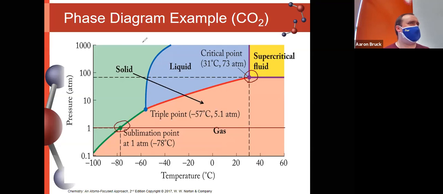Temperature, 31 degrees Celsius, that's a warm summer day. So it's not like we have to heat it to drastic temperatures to get it to its critical point. It's not like we have to have it at drastic pressures to have it at its critical point. We can see why that supercritical carbon dioxide has a lot of utility, because the conditions that we need to use it aren't too terribly difficult to obtain. Triple point, we see that solid, liquid, and gas all exist at 5.1 atmospheres of pressure and negative 57 degrees Celsius.